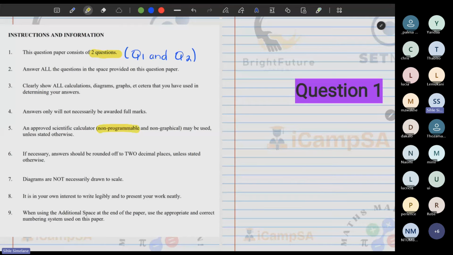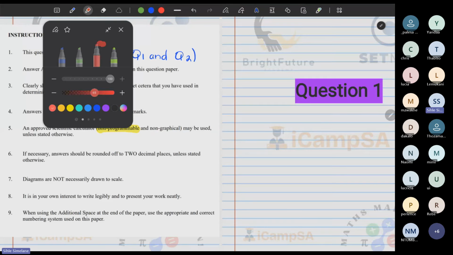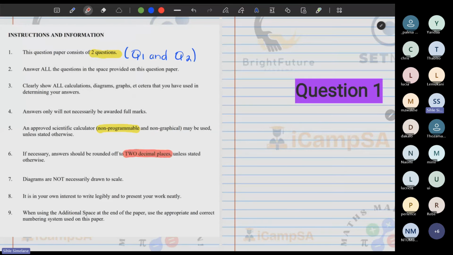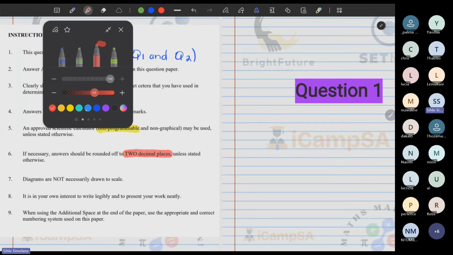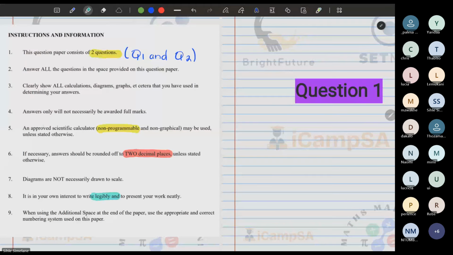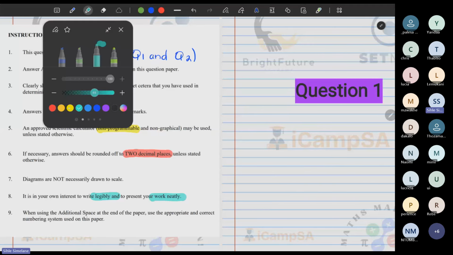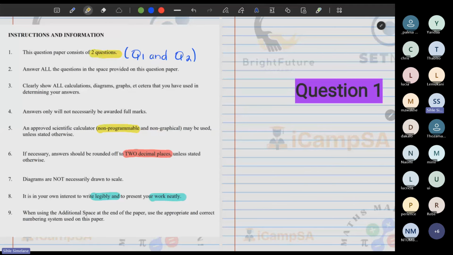I think you guys are using those, so that shouldn't be an issue. And then if necessary, we should round off our answers. This is very important, guys, to 2 decimal places, unless they tell us otherwise. Diagrams are not drawn according to scale, so we must always write neatly, so whoever is marking should be able to read your work. Some have doctor's writing, so try, guys, to sort that out. Some people become impatient when they are marking.